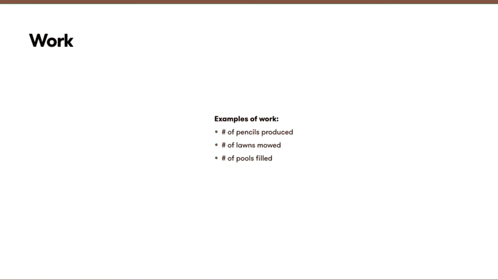Now, what do we mean by work? Work refers to either units produced or jobs done. So units produced would, for example, be number of pencils produced. Jobs done would, for example, be number of lawns mowed or number of pools filled. In all of these cases, we're dealing with work, and we would input these quantities into the appropriate formulas.